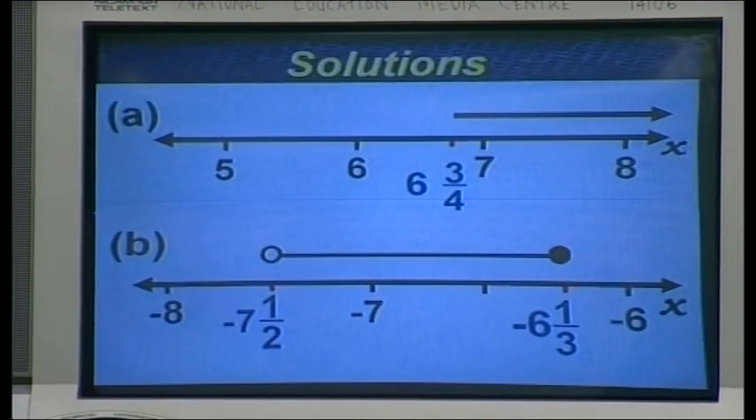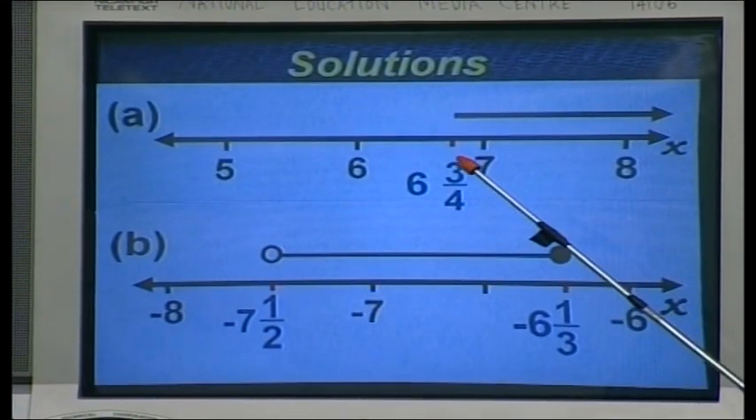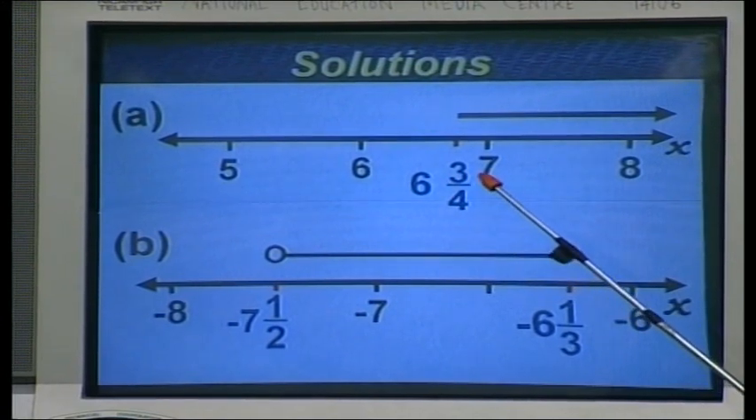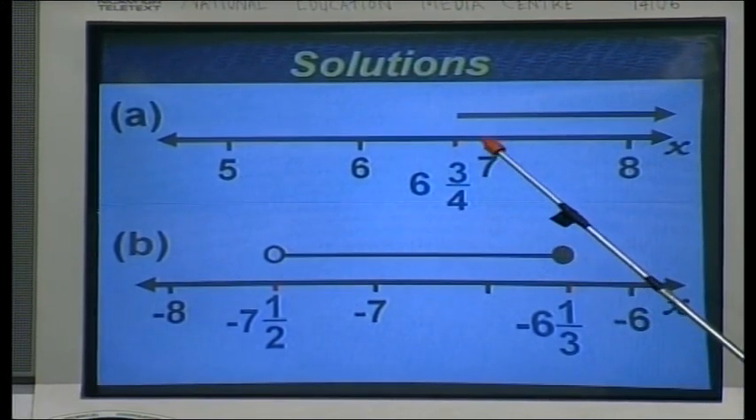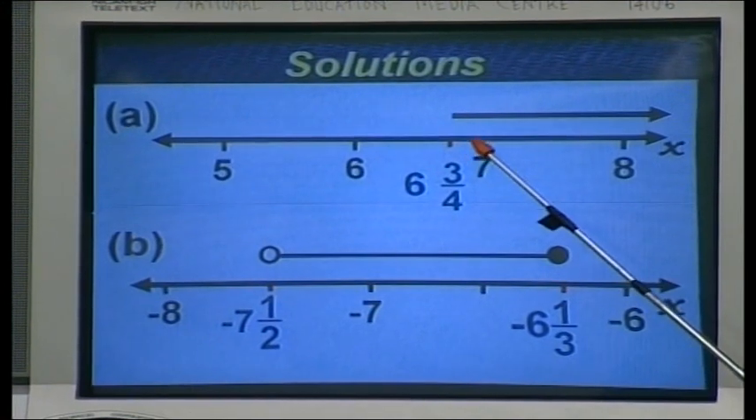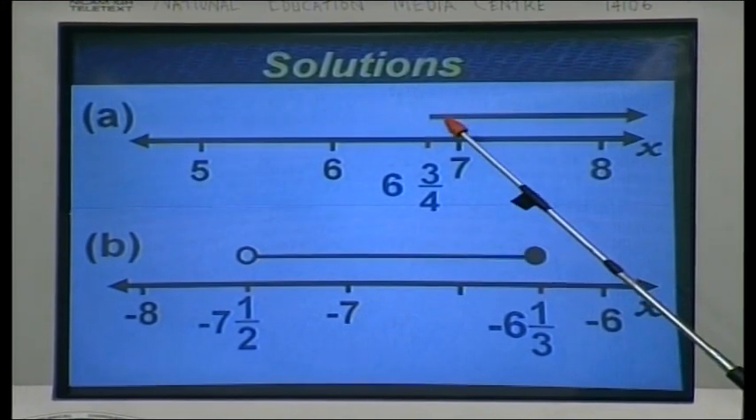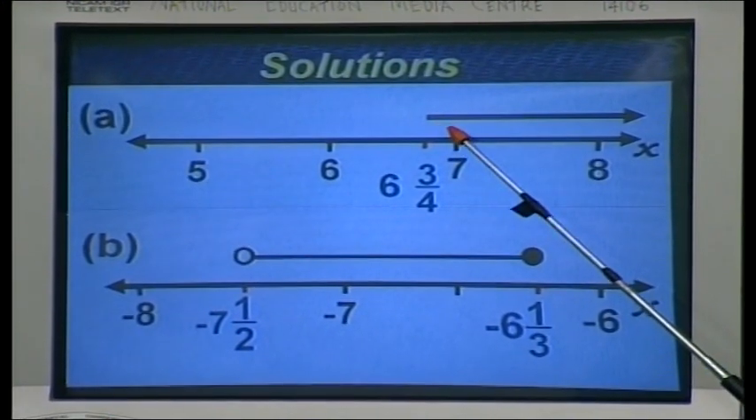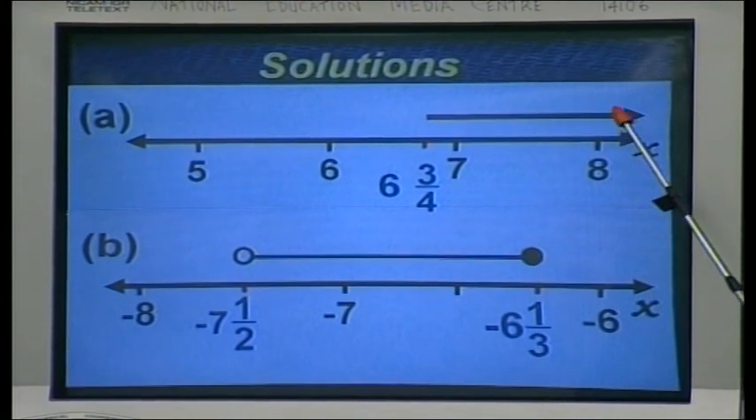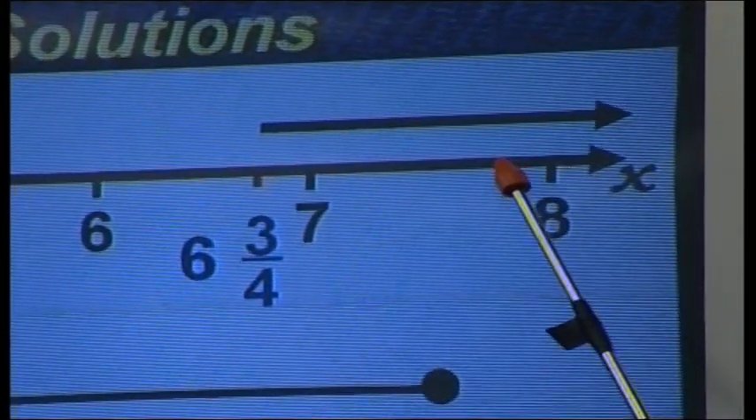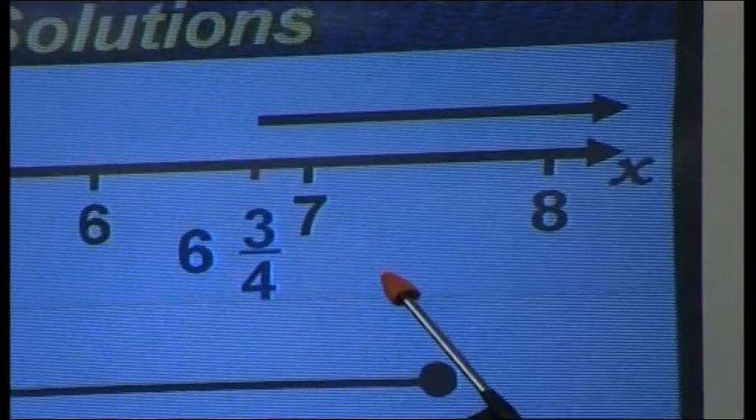We will now go through the answers to the two exercises. To the receiving teacher, we will now see what we have from the PowerPoint as our answers. As you can see, this is where 6 3/4 will be plotted on the number line. It's before where 7 is, and the direction of the arrow should be going towards your right-hand side. So that is the solution to the first exercise, exercise A.